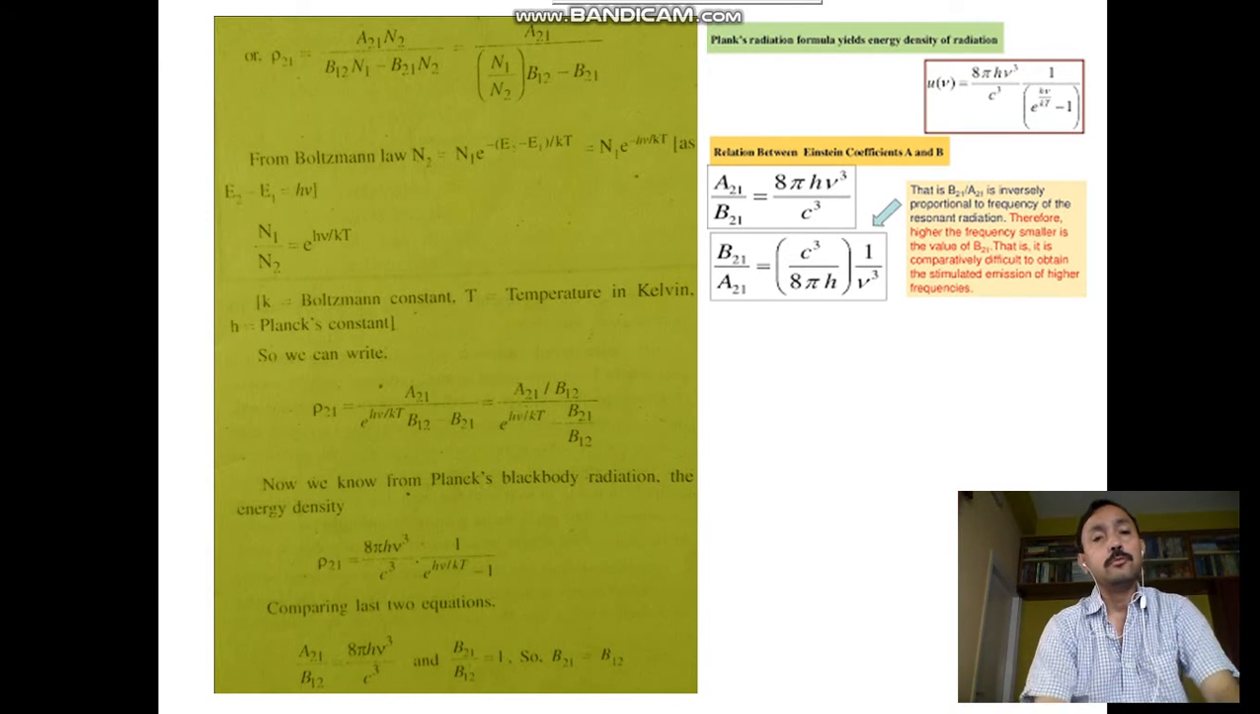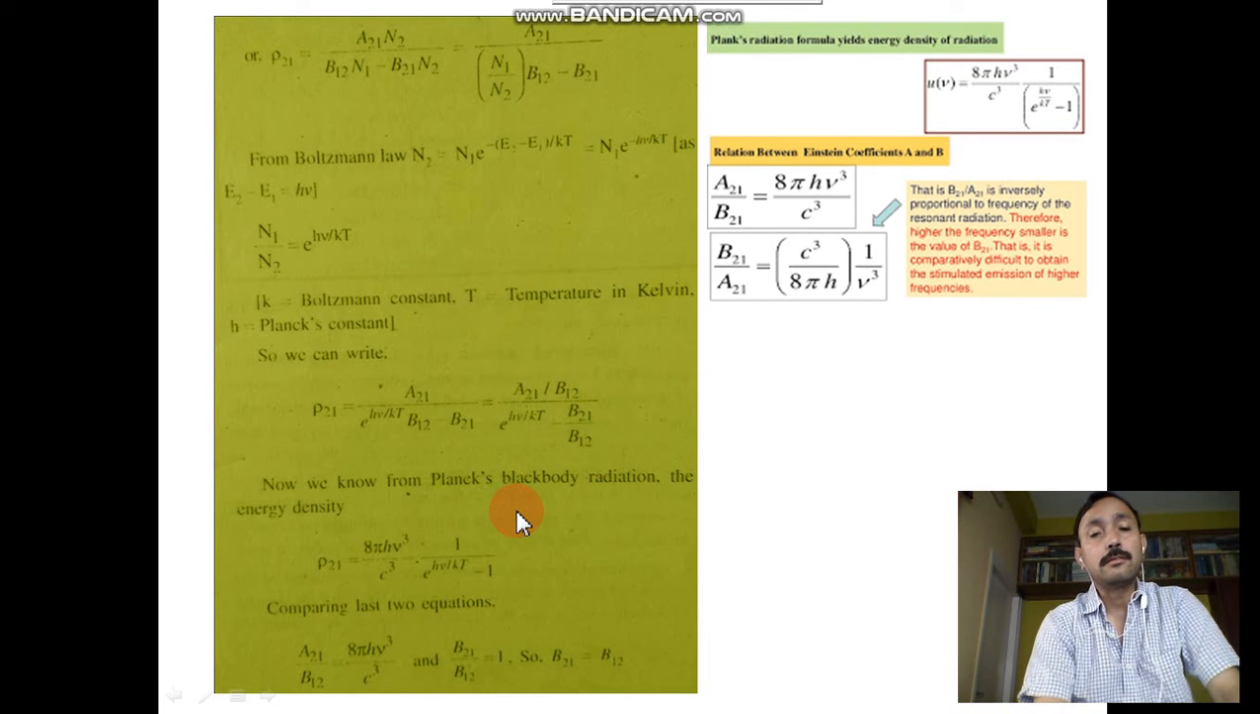So putting this value of N1 by N2 into the equation of ρ21, this becomes A21 by e to the power h nu by KT B12 minus B21. So dividing both sides by B12, numerator and denominator both, A21 by B12 is equal to e to the power h nu by KT minus B21 by B12.